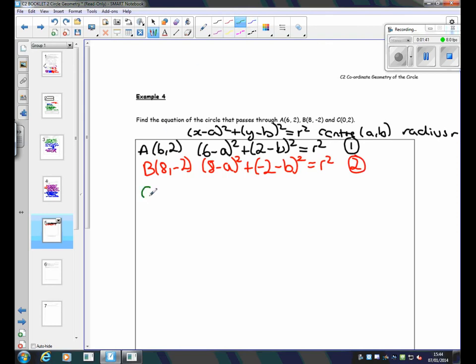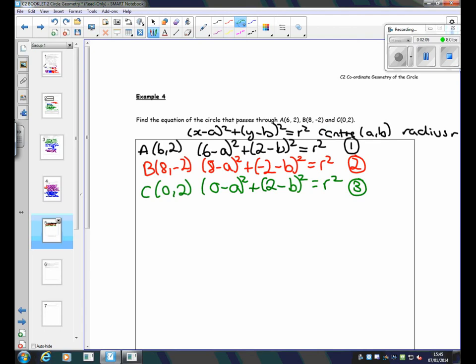And then C, which is the point 0, 2, will be given 0, which is the x value, minus a, which is the x value of the centre, squared, plus 2, which is the y value, minus b, which is the y value of the centre, squared, equals r squared. And that will be equation 3.